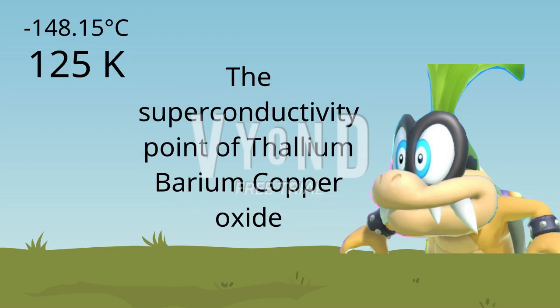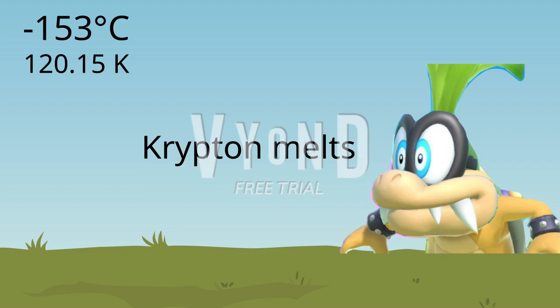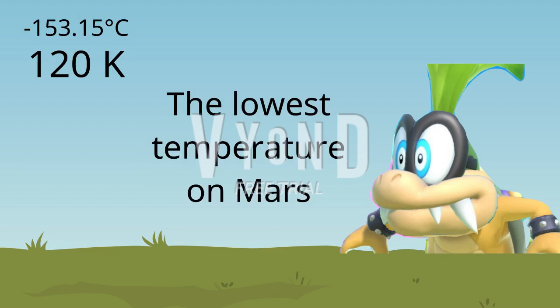The superconductivity point of thallium, barium, copper oxide, a compound containing 1 thallium atom, 1 barium atom, 1 copper atom, and 1 oxygen atom, is minus 148.15 degrees Celsius, or 125 Kelvin. Krypton, a noble gas that is produced when air is purified, compressed, cooled, distilled and condensed at atomic number 36, became a liquid at minus 153 degrees Celsius, or 120.15 Kelvin. The lowest temperature on Mars is minus 153.15 degrees Celsius, or 120 Kelvin.